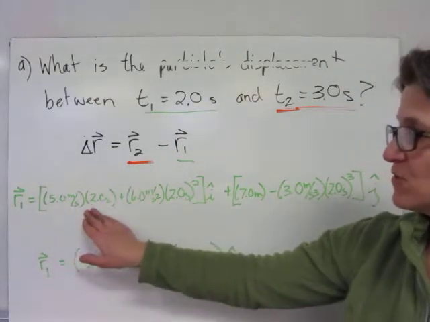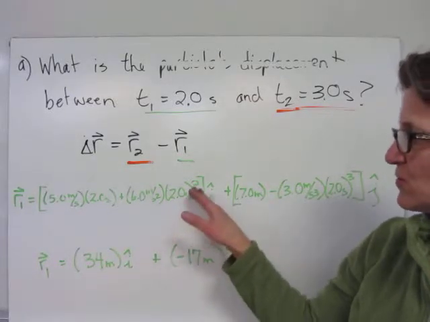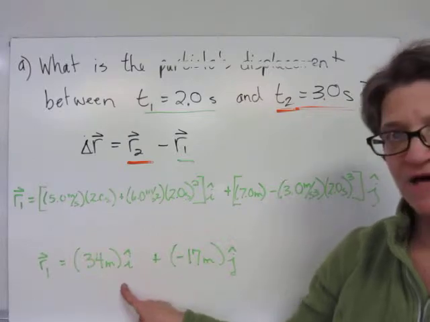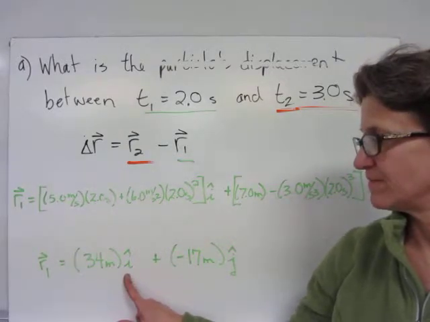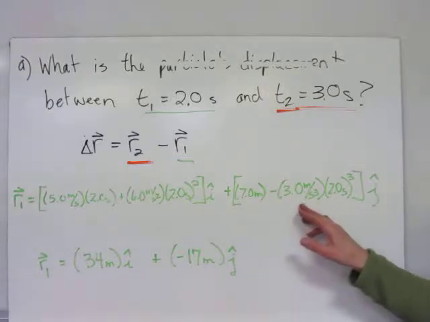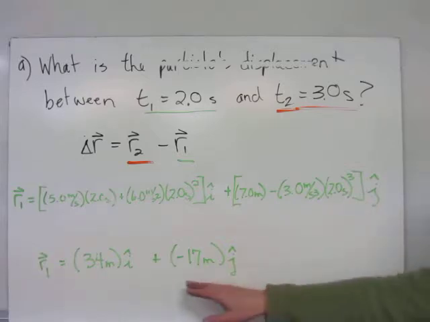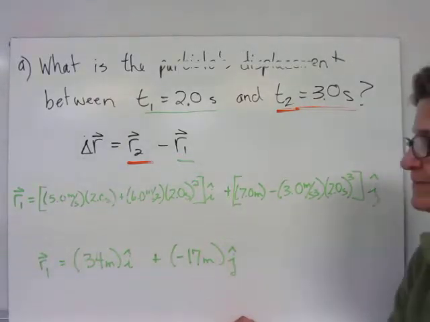So 5 times 2 seconds plus 6 meters per second squared times 2 squared gives us an i value of 34 meters. 7 meters minus 3 meters per second cubed times 2 cubed gives us a j value of negative 17 meters.